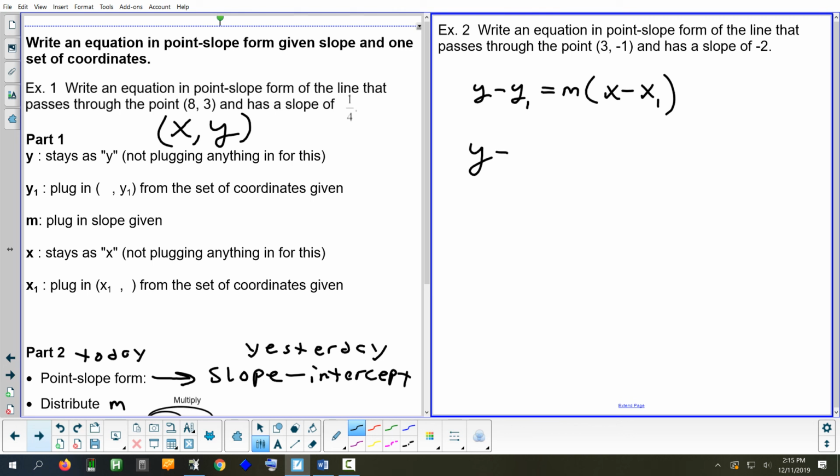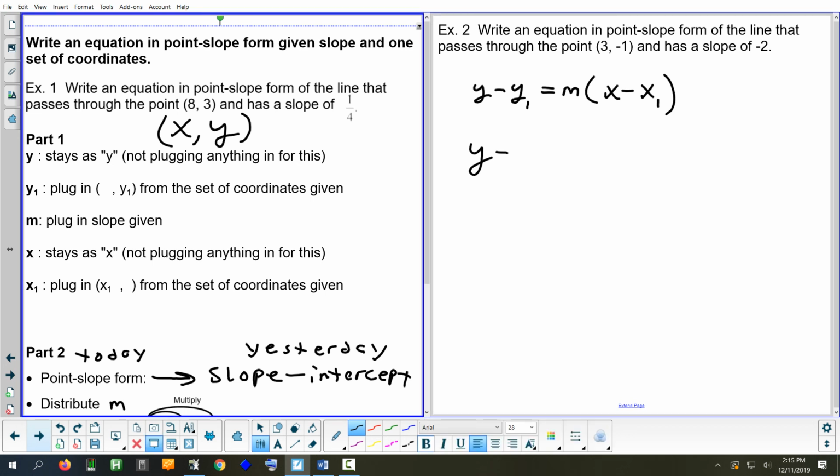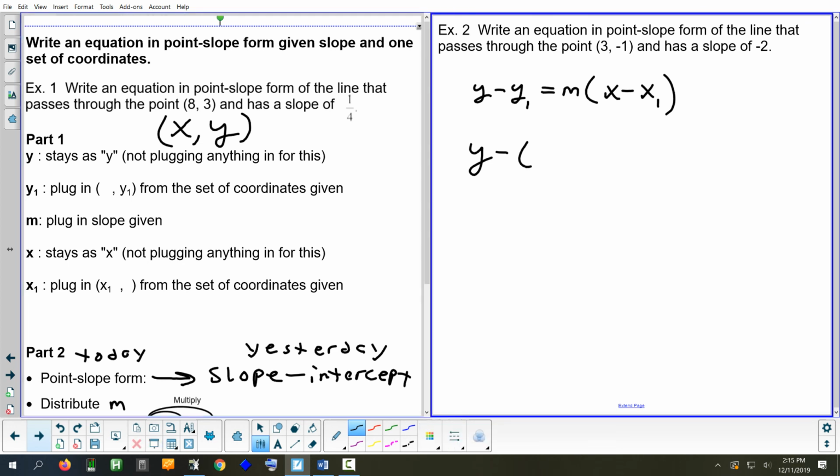Now, what do you do with the y1? You change it to the number after the comma. What's the number after the comma? -1. Yes, I know we have minus a minus, which turns into something. We'll do that next. What comes after the y1? I need an equal sign. What comes after the equals? Slope. Let's read what it says to do. Plug in the slope. What's the slope they gave me? -2.